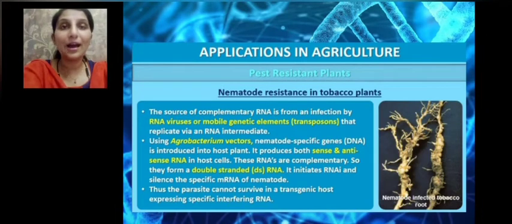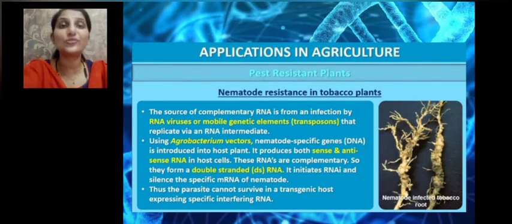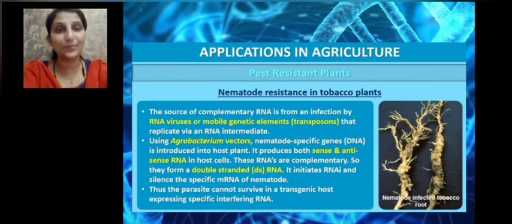And the RNA which has been produced inside the plant by the introduction of a gene into the plant is complementary to the mRNA which is produced by the nematode. As a result, the mRNA of the nematode and the mRNA which is produced inside the host plant bind to each other, they are complementary to each other, they form hydrogen bonds with each other and form a double-stranded RNA. And thus, it initiates RNA interference, and thus the silencing of the specific mRNA of the nematode takes place.